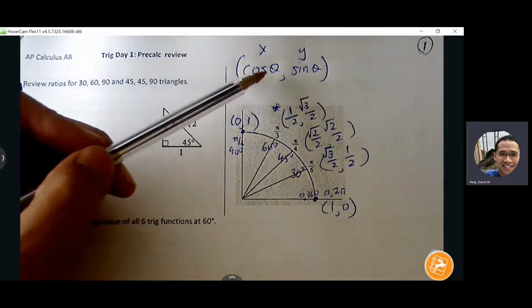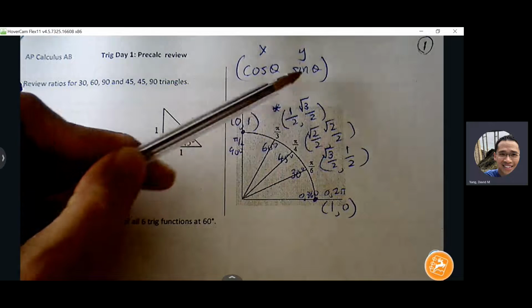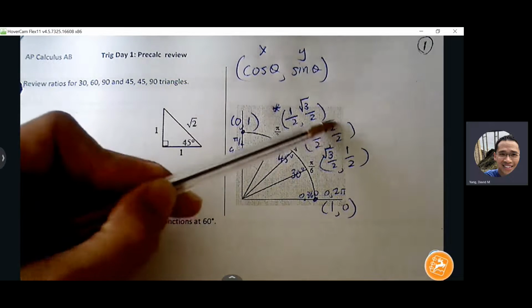We can also find the reciprocals of these. Secant is just going to be the reciprocal of cosine. Cosecant is just going to be the reciprocal of sine.